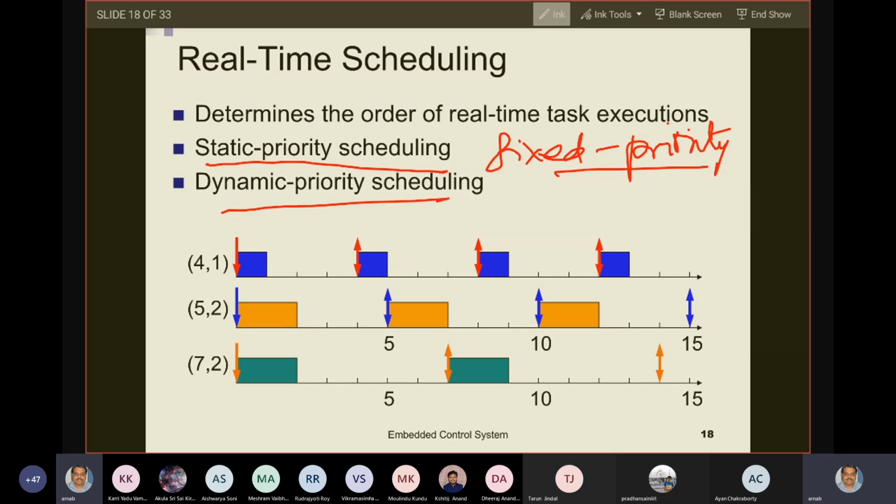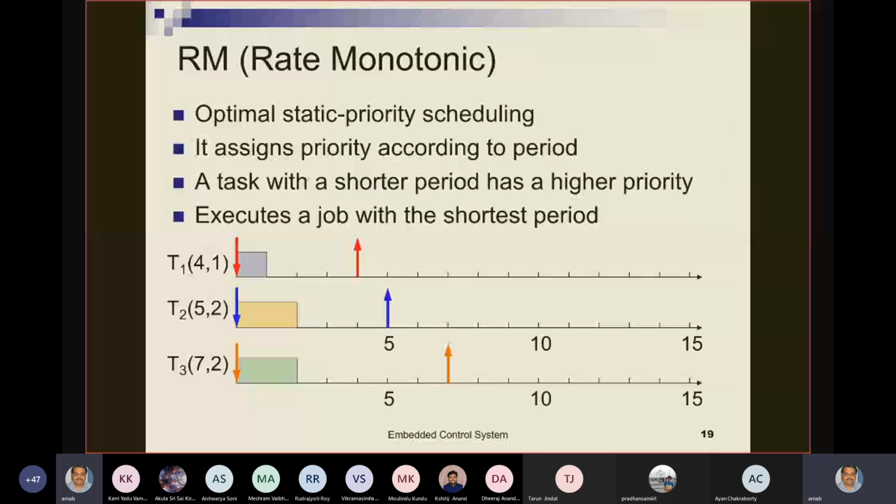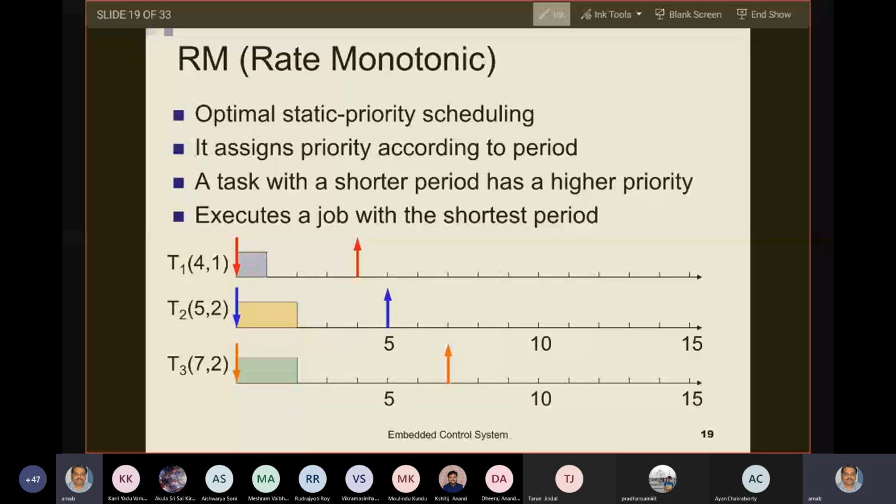So the first algorithm is called the rate monotonic scheduling algorithm, and it is a fixed priority or static priority scheduling algorithm. So the priorities do not change at runtime. And how do you assign priority? Priorities can be assigned in any way. What do you mean by priority? How do you set the relative importance of the task among a set of tasks? That can be done in different ways.